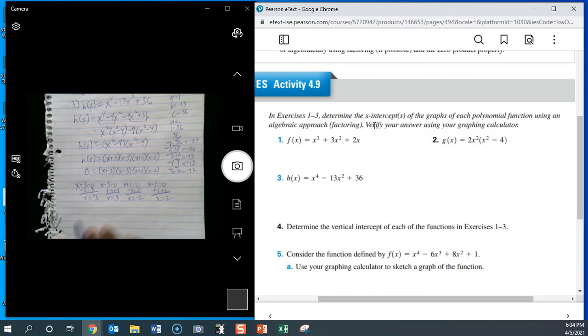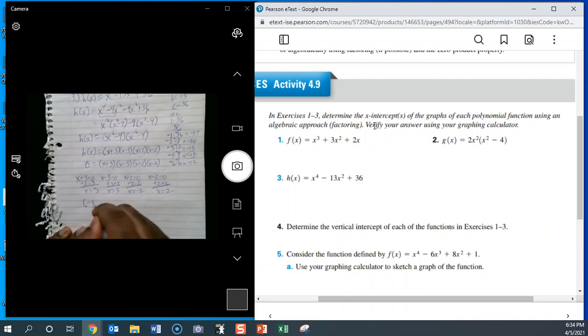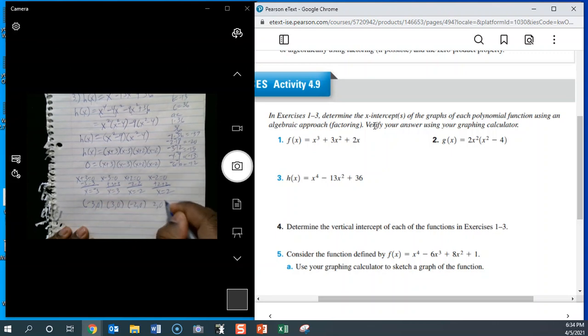So now we have our answers, our x values here. Now we have to write them as ordered pairs to show the x-intercepts. So negative 3, 0, 3, 0, negative 2, 0, and also 2, 0. And these are all of our x-intercepts.